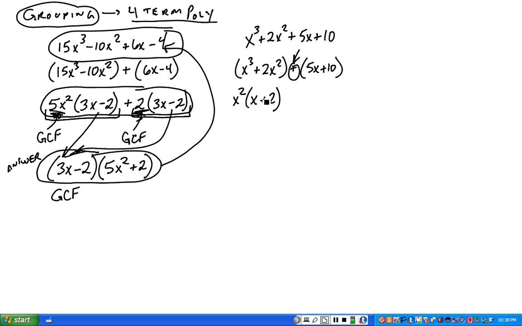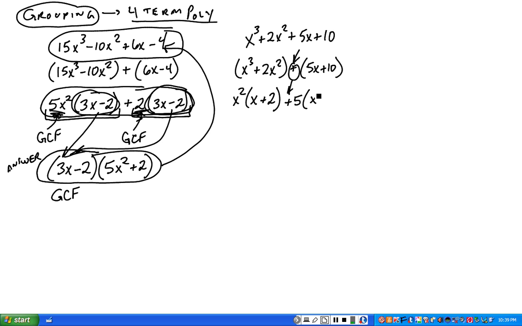Now notice, as we said before, what we got in parentheses in our first term, we need to get the same thing in parentheses for my second term. Right now I have an x plus 2. So I know when I factor out this next pair, I need an x plus 2 in parentheses. So I keep my plus sign, and I try to figure out what I can pull out of 5x plus 10, and they both have 5 in common as a GCF. If I pull a 5 out of 5x, 5 divided by 5 is 1, and I keep my x, so 1x.